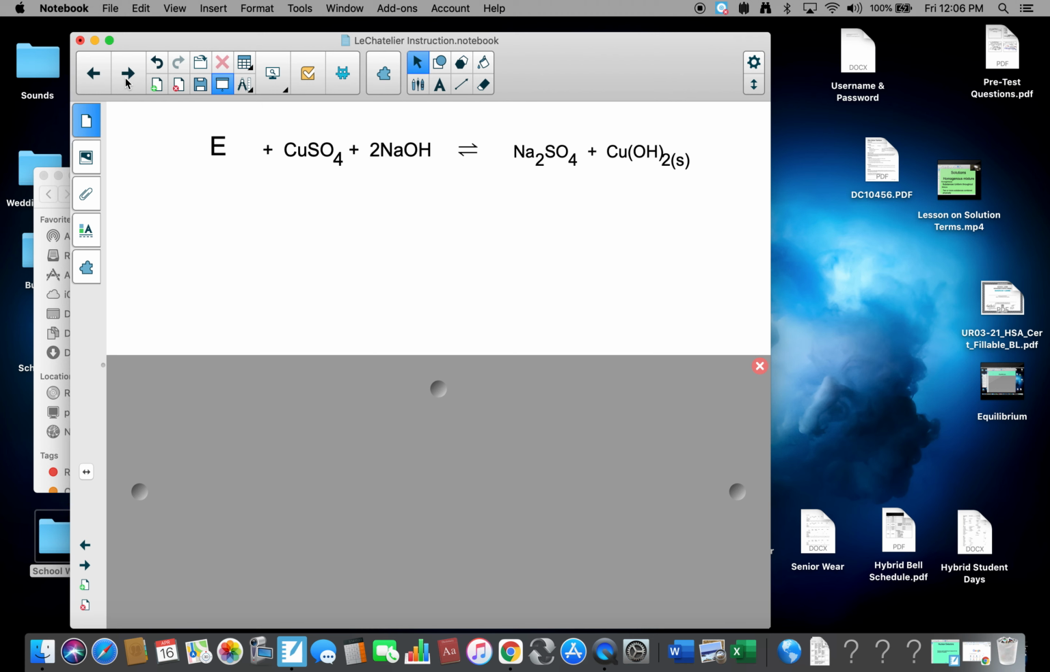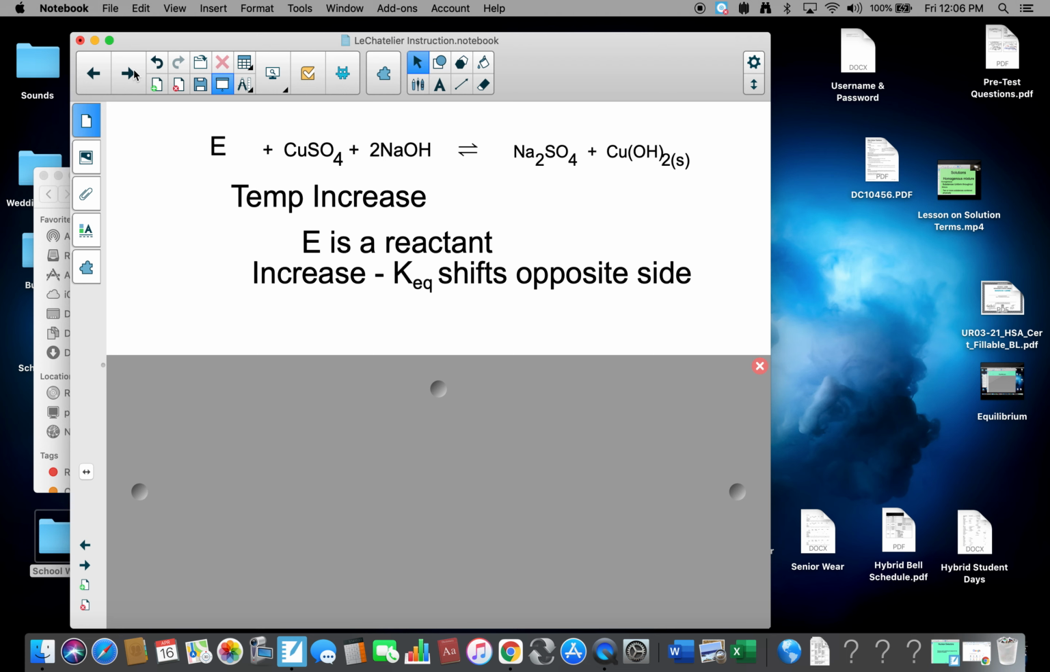So let's look at the reaction here. We have energy plus copper sulfate plus sodium hydroxide yielding sodium sulfate and copper(II) hydroxide. Okay, the reaction is endothermic because energy is a reactant. And if I increase the temperature here, we're going to put more energy in. So E is a reactant.